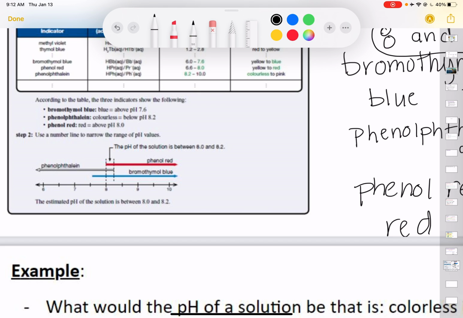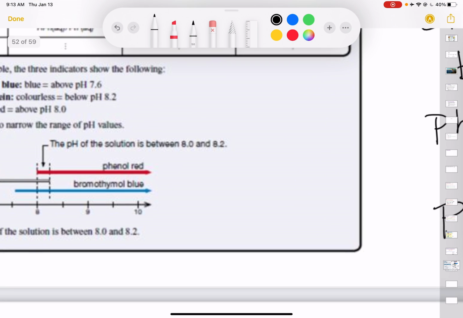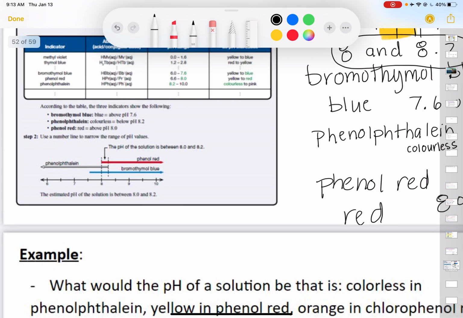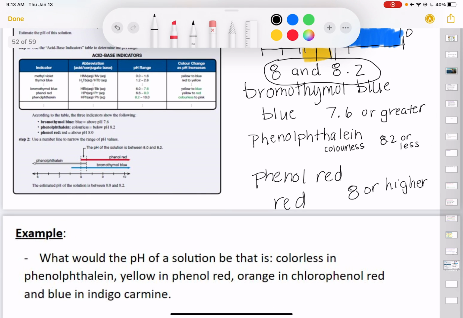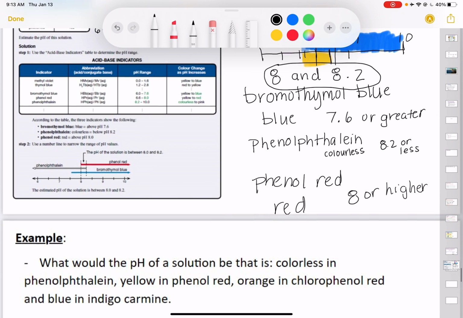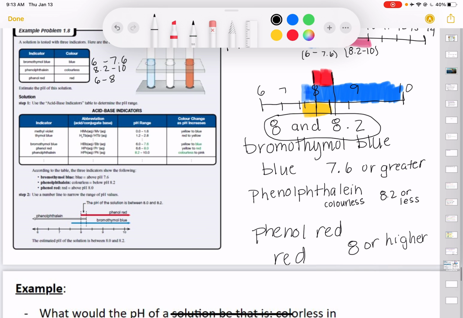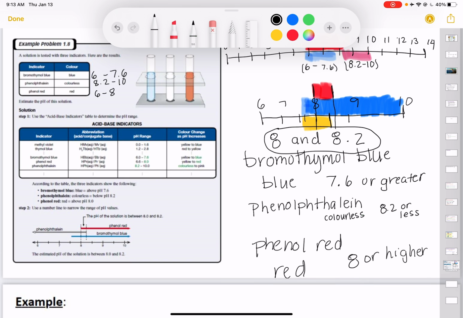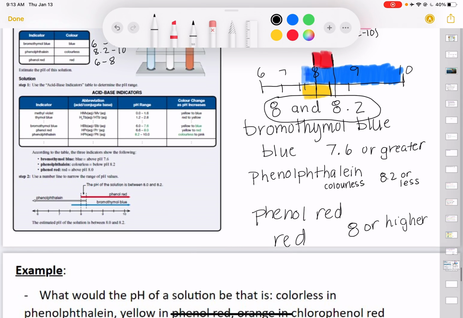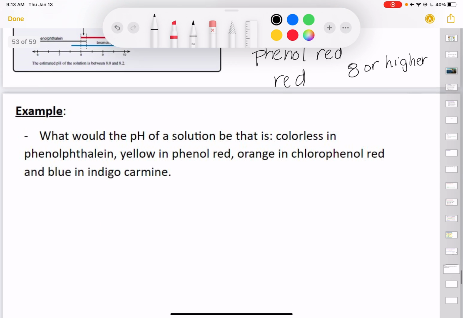So they did their scale, and they showed where phenol red, bromothymol blue, and then phenolphthalein was. And they figured out that, yeah, it's between 8 and 8.2. So although we don't have a fancy machine that tells us exactly what the pH of something is, we could use indicators to narrow it down. Between 8 and 8.2 is pretty close, solid evidence to explain that. Okay?